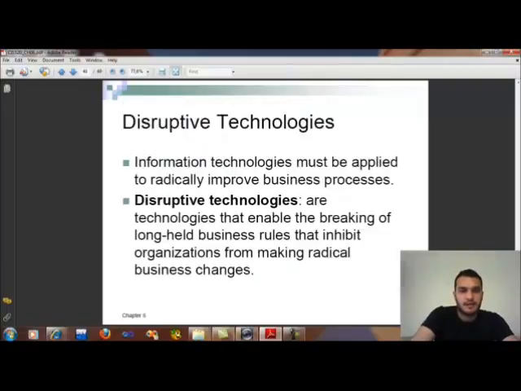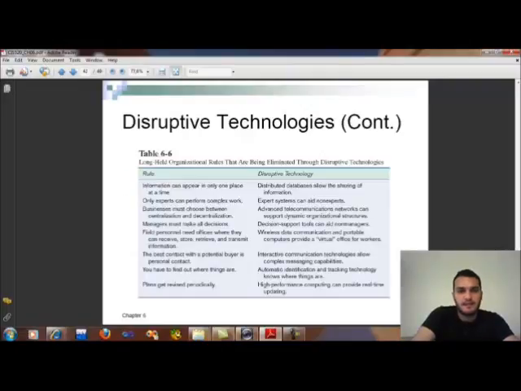And disruptive technologies. Information technologies must be applied to radically improve business processes, and disruptive technologies are technologies that enable the breaking of long-held business rules that inhibit organizations from making radical business changes. And in this table we can see the long-held organizational rules that are being eliminated through disruptive technologies.